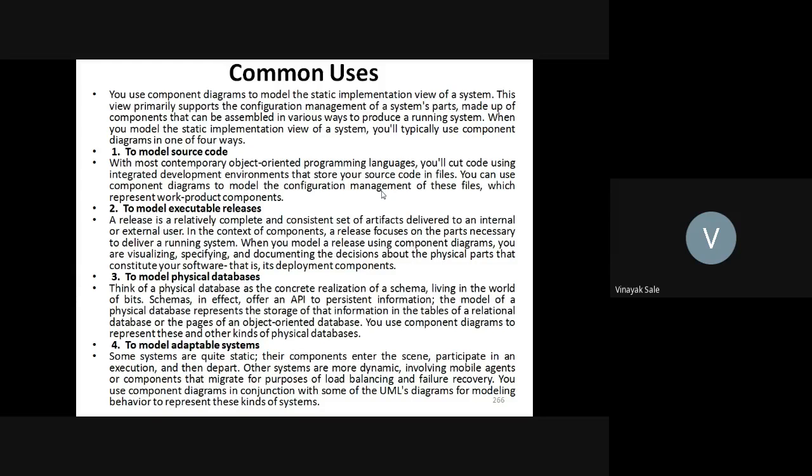Then fourth is modeling adaptable systems. Some systems are quite static. Their components enter the scene, participate in an execution, and then depart. Other systems are more dynamic, involving mobile agents or components that migrate for the purpose of load balancing and failure recovery. You can use component diagrams in conjunction with some of the UML's diagrams for modeling behavior to represent these kinds of systems.